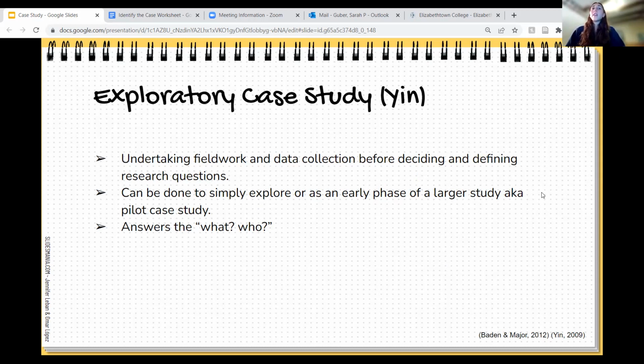So this is undertaking fieldwork and data collection before deciding and defining research questions. So an exploratory case study can be done simply to explore. It's kind of an early phase or like the pilot case study. They're really kind of ambiguous and it answers the who or what. So for example, maybe a researcher is interested in what kind of students are going to apply to an OT program. And this is similar to Stake's instrumental approach.